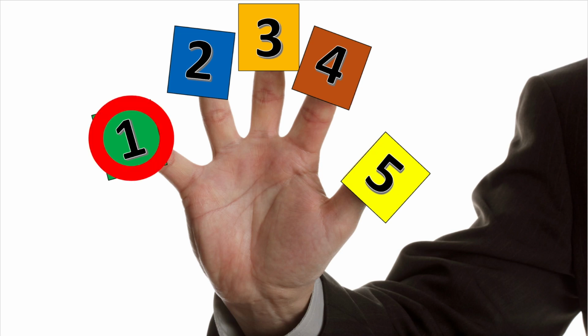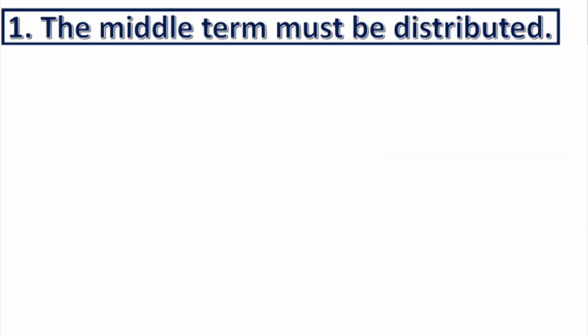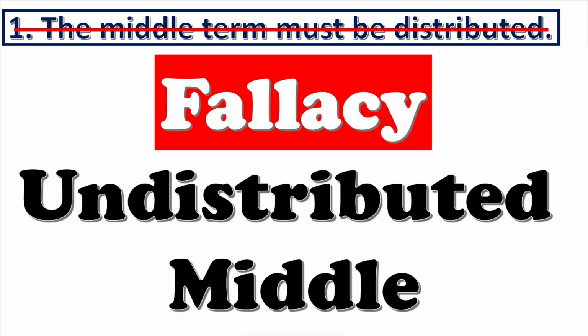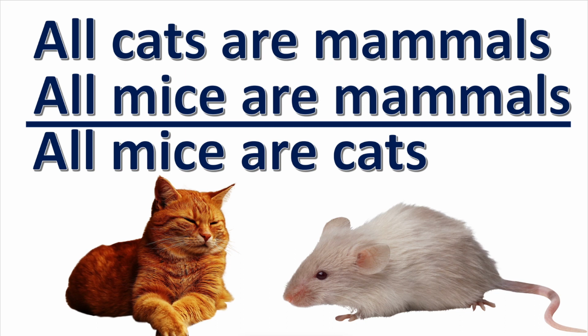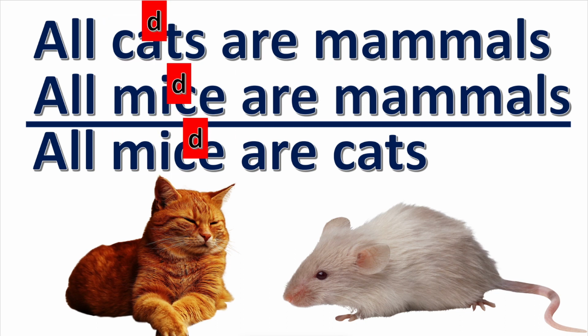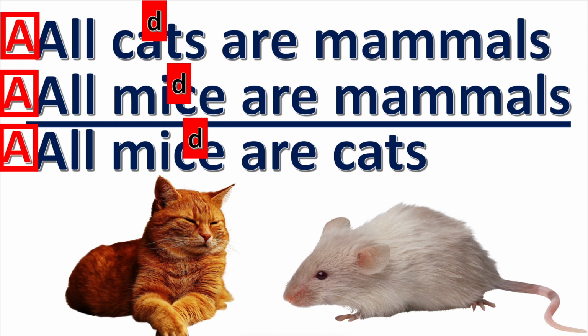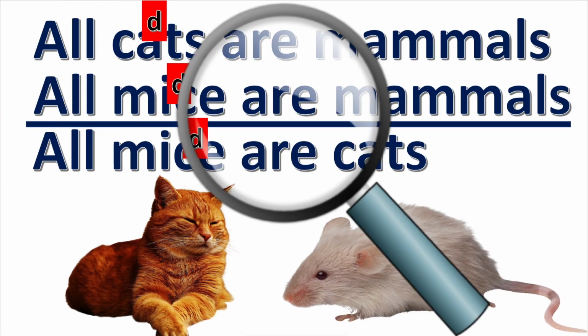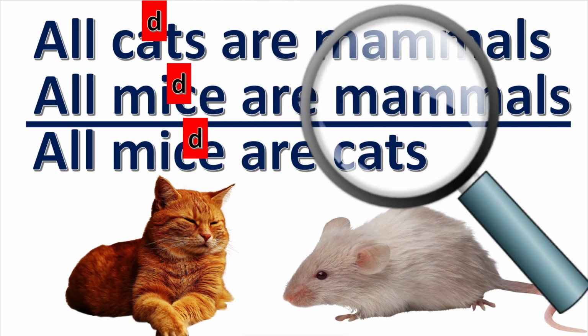Rule 1. The middle term must be distributed at least once. If this rule is broken, then the fallacy of undistributed middle is committed. Look at this syllogism. First, we mark all the terms that are distributed with a small letter D. Notice all 3 propositions are A propositions, so all the subject terms are distributed. Now we check to see if the middle term is distributed.